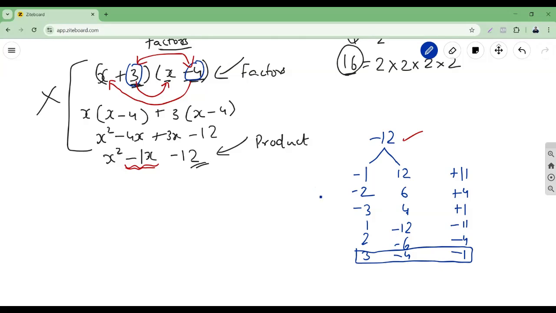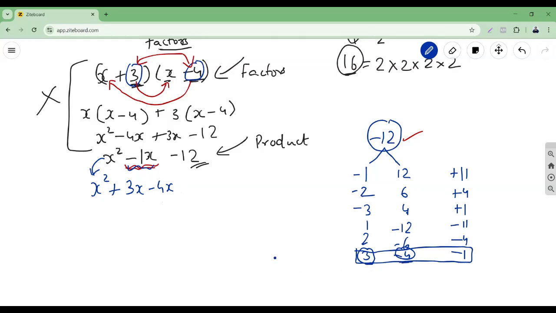What? The multiplication of these two is giving me this. And the addition of these two is giving me a minus 1, which is in the middle. Okay. So beautiful. So what I can do is, I can write this x square as it is. And this minus 1x, what I'm going to do is, I'm going to write as plus 3x minus 4x. How did I get it? Where did I get it from? I got it from this place.